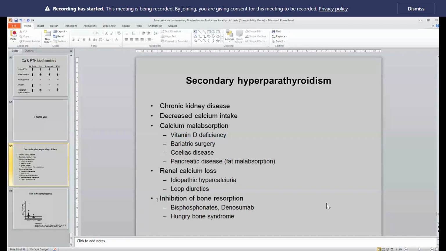Whereas osteomalacia is a disorder of mineralization, a lack of calcium and phosphate in bone, and that reflects inadequate mineralization of bone. That's often due to vitamin D deficiency. So they don't absorb calcium and they lose phosphate in the kidneys. So they're two very different disorders.